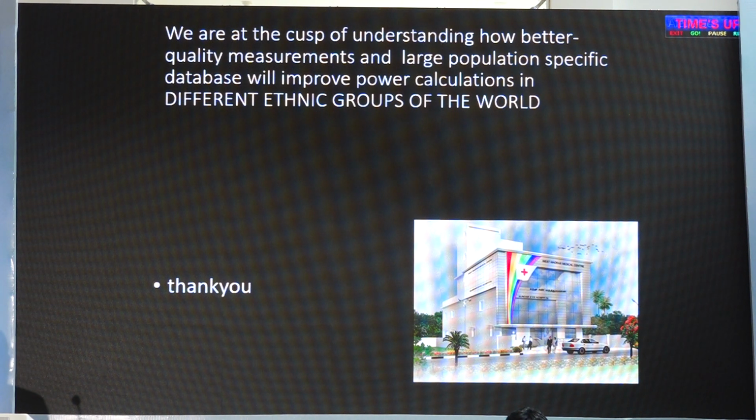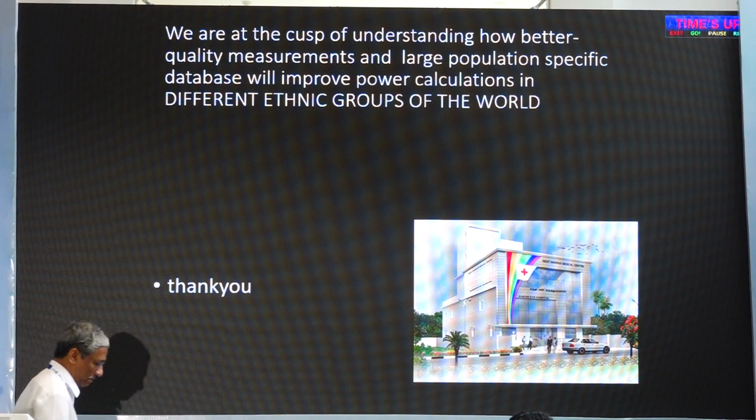So we are at the cusp of understanding how better quality measurements and large population-specific databases will improve our power calculations. Things are in flux. At present, use the Kane formula; where Kane is not applicable, like when you want to do a lens rotation, please use the Barrett's. Thank you.